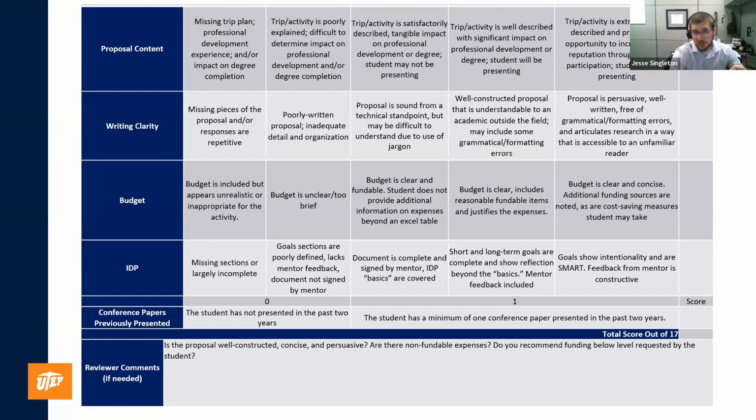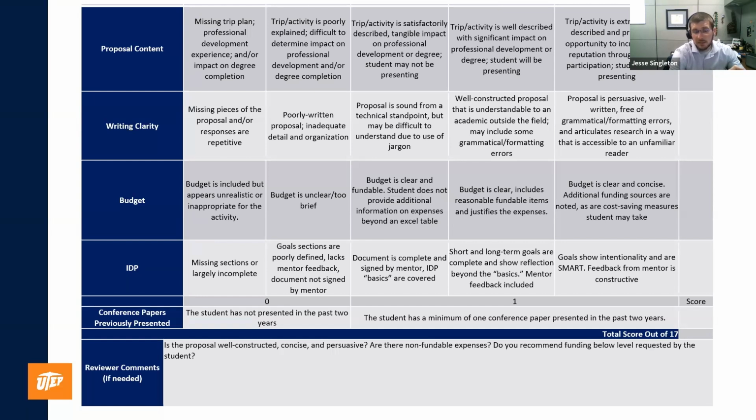We will look at your budget overall. Is it well thought out? Does it include ways that you're trying to save costs? Is it appropriate for the activity? Clearly thought out. That will be scored out of 4 points. So we do evaluate your budget. And then we look at your IDP, and that's scored out of 4 points.